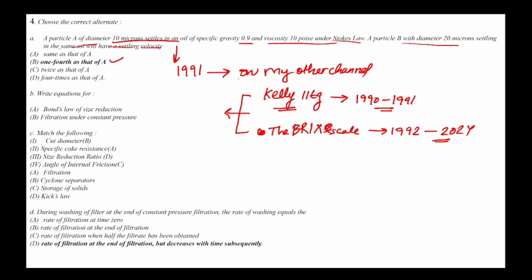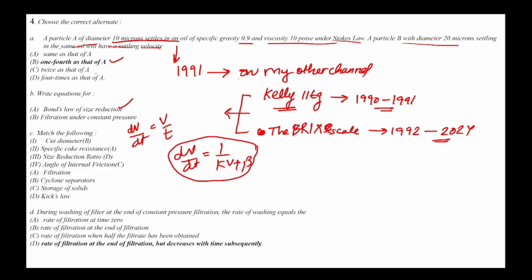Write the equation for Bond's law and filtration at constant pressure. Under constant rate, we do not integrate; dV by dt will become V by t. Under constant pressure, dV by dt we have to integrate. We have solved these types of questions. Cut diameter, cyclone separator, specific cake resistance, filtration, angle of internal friction, storage of solids, and size reduction, Kick's law.